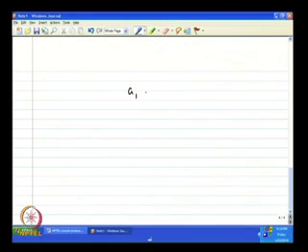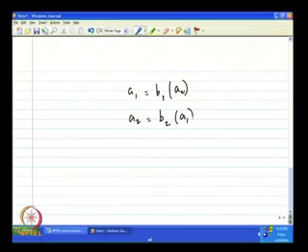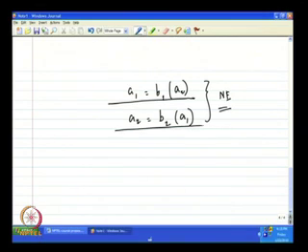One is a_1 equals B_1(a_2), and a_2 equals B_2(a_1). If I can solve these two, I will find the Nash equilibrium, because B_1 will be a function of a_2, so I have one equation in two variables, and here also B_2 is a function of a_1, so another equation in two variables. Two equations, two variables. If I solve them, I get the Nash equilibrium.